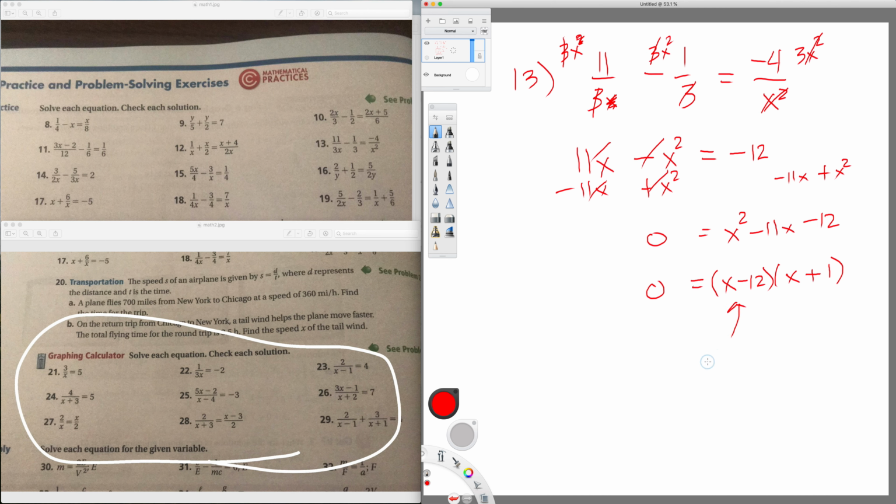So what will make that one 0? Well, x equals 12 would. So that's an answer. And then what would make this one 0? Well, x equals negative 1 would make that one 0. But then I make sure I go up here. Would either of these make a denominator 0? And they wouldn't, so they are both answers on that particular equation. Let's go on to 14.